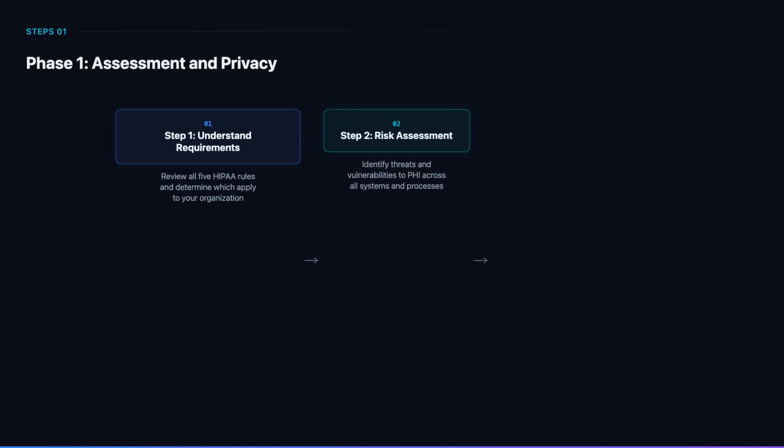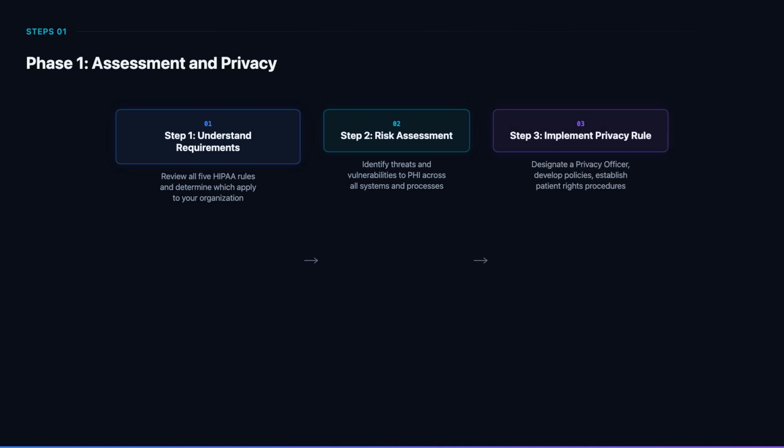Conduct a comprehensive risk assessment. Identify every location where PHI is created, received, stored, or transmitted. Evaluate threats and vulnerabilities, assess potential impact, and document findings to guide your safeguard decisions.